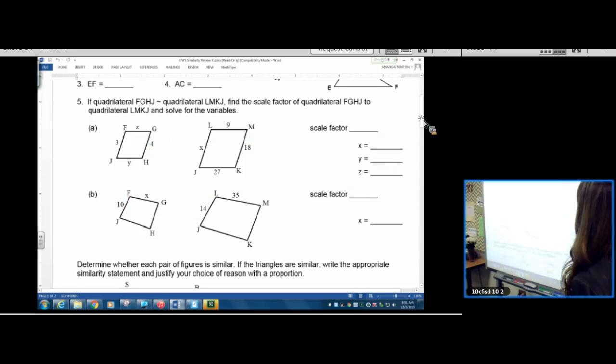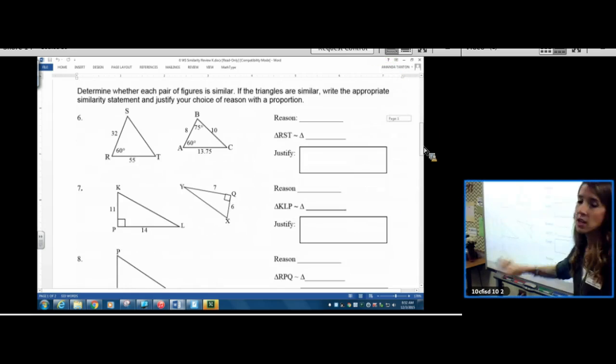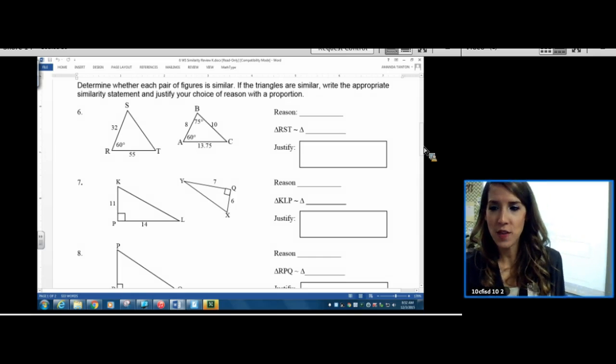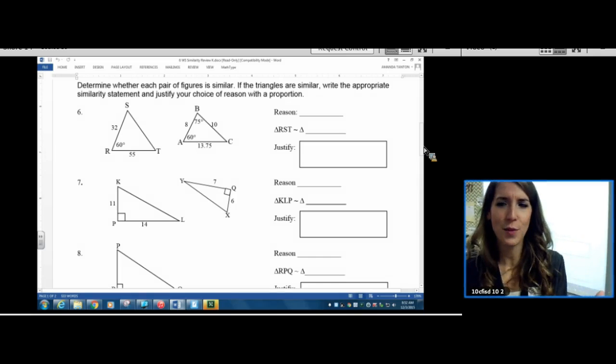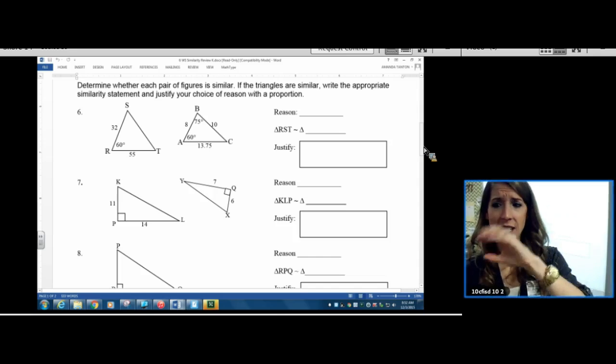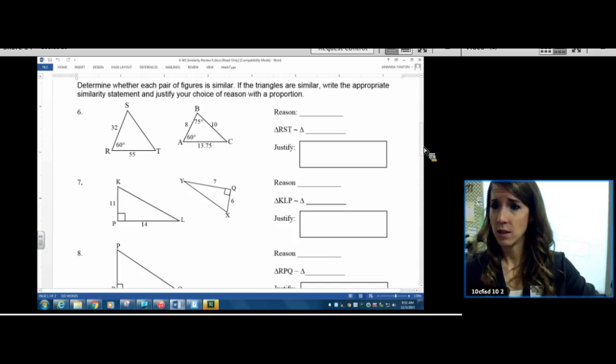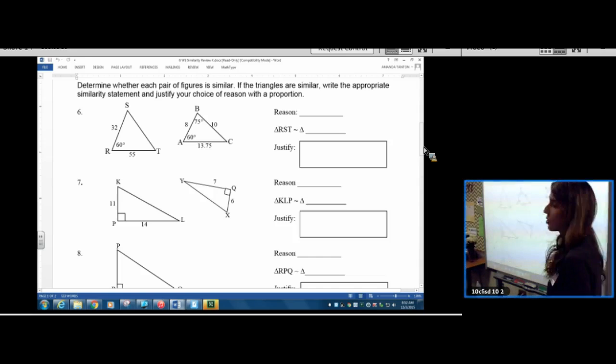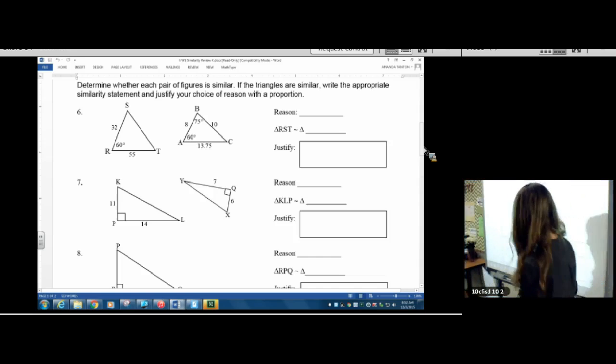I was asked if you will have to justify on the test. There will not be a justify box, but by putting that box there, that makes you think, oh, did I really check to see if the sides were proportional, or did I just see a side with an angle in between with another side? You know what I mean? It just helps hold you accountable. No, there will not be a justify box on your test.